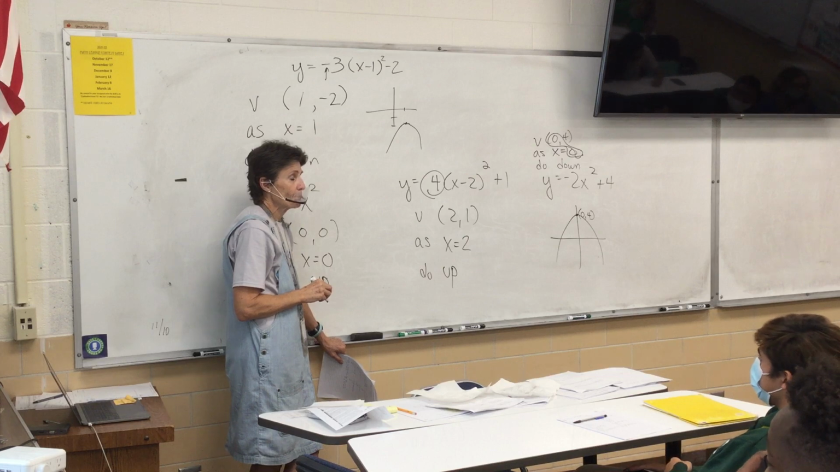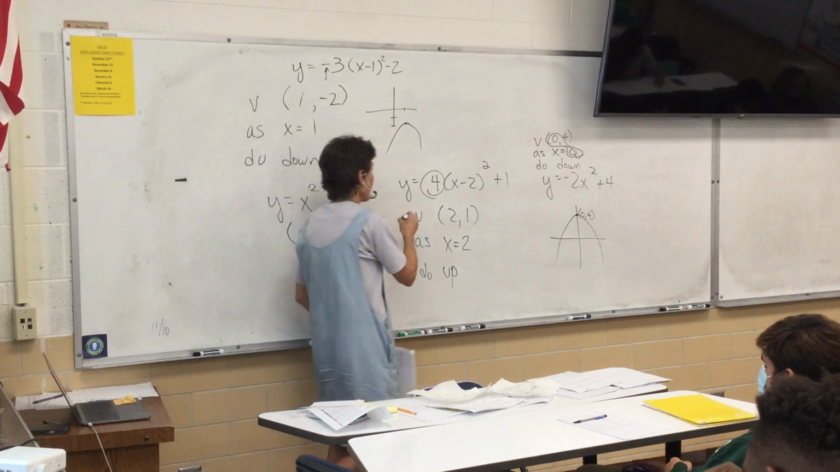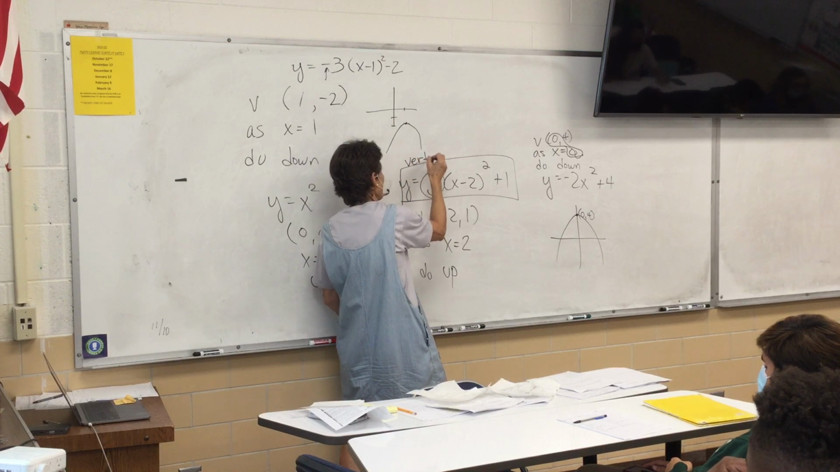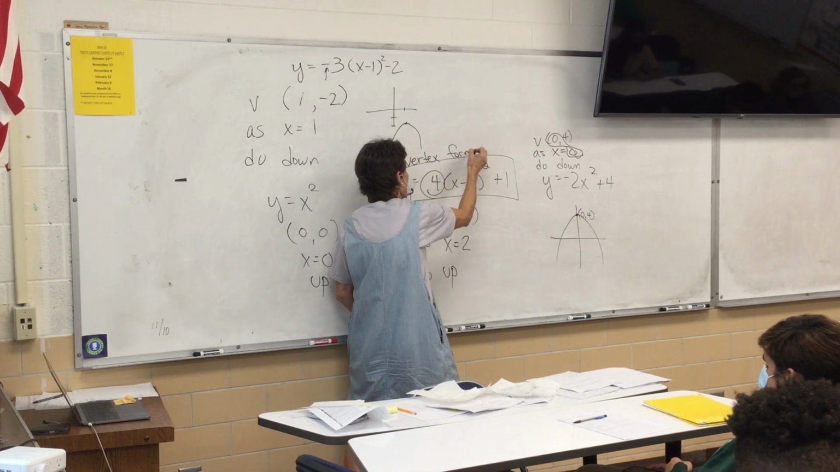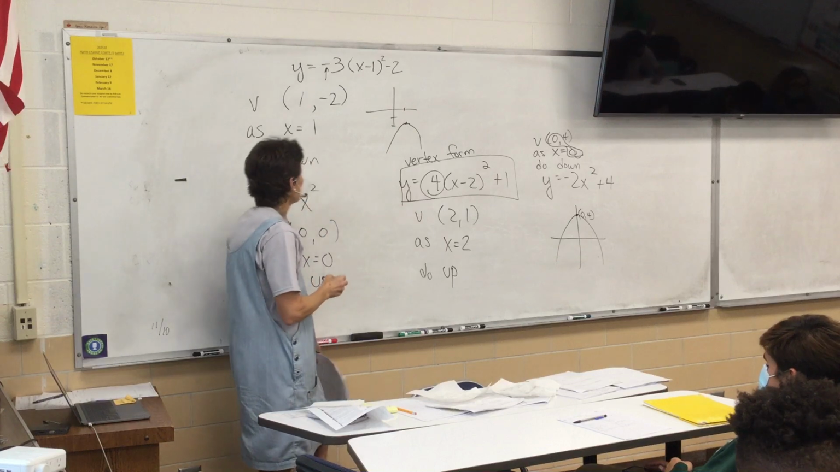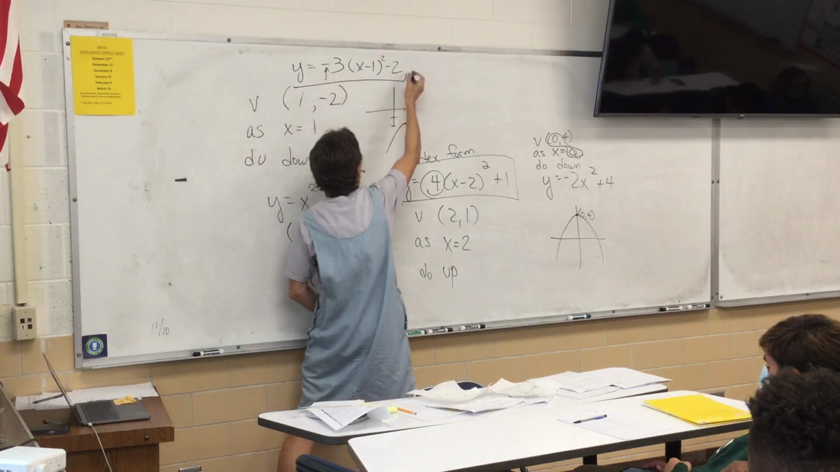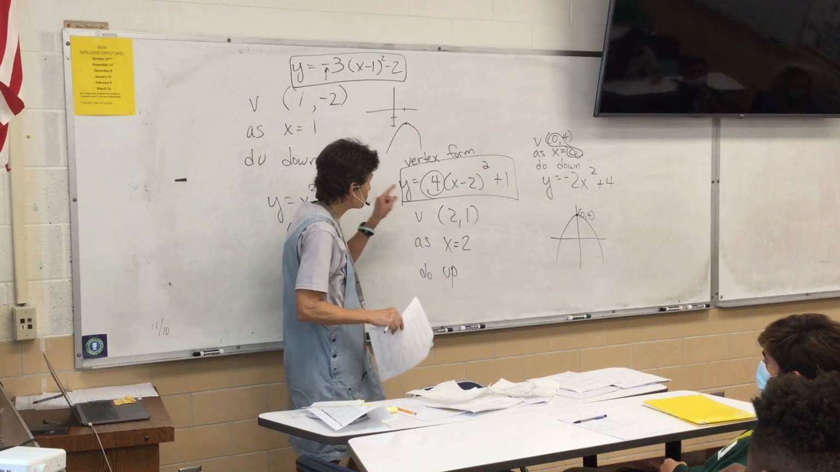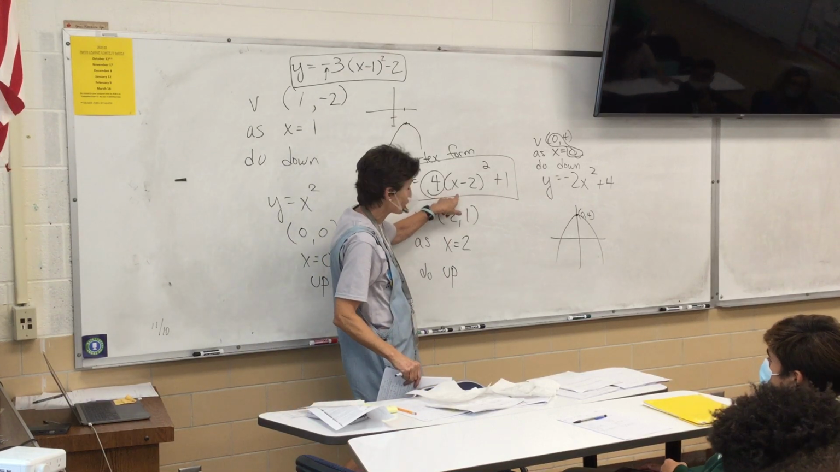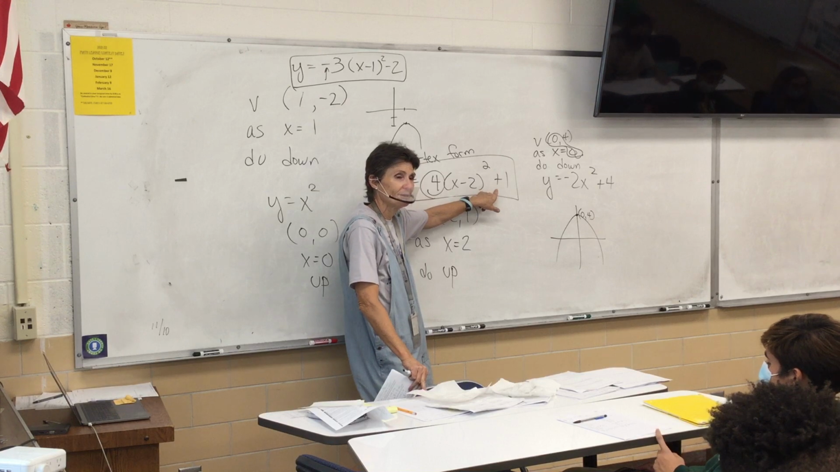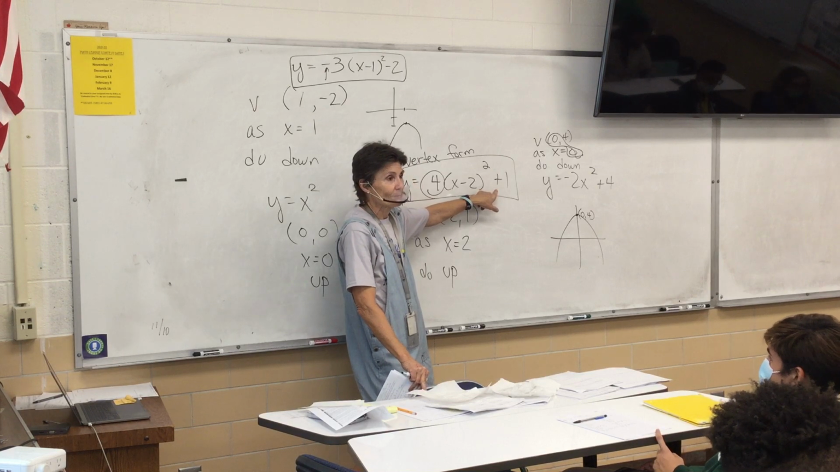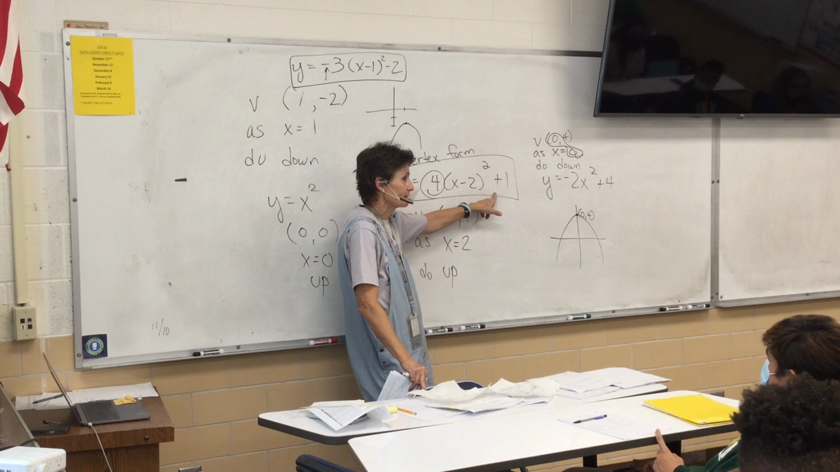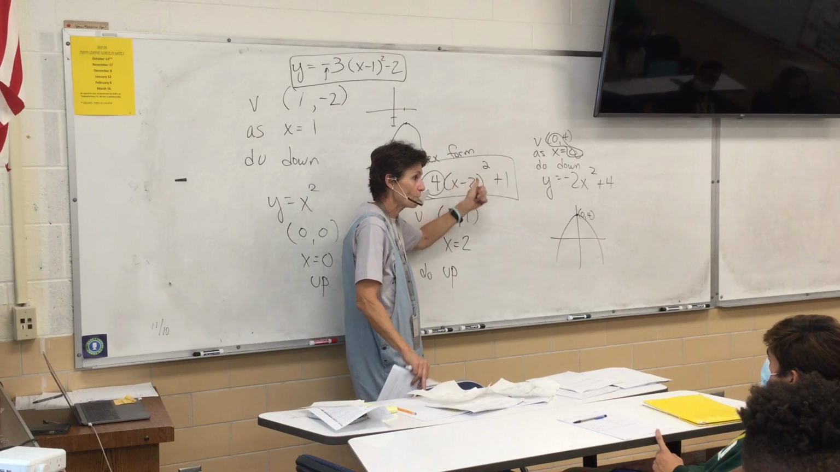All right, this form of the equation is actually called the vertex form. It's called the vertex form because you can give me the vertex just by looking at the equation, right? Just by looking at the equation, you can give me the vertex. That's why it's called the vertex form.